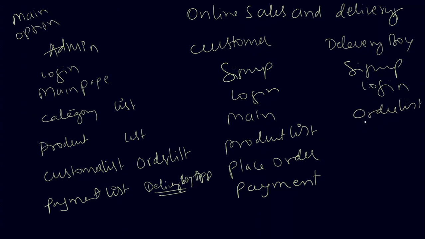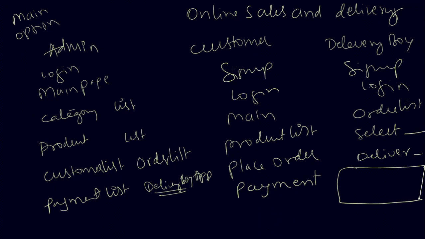Order list. Here they can select which orders they are able to deliver. Select for delivery. Then deliver. If they deliver the product, they can select it. For example, here is the list of the items they selected. So order number, the date, product, delivery. If we select here, it means the product will be delivered.